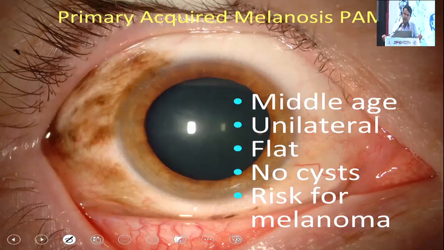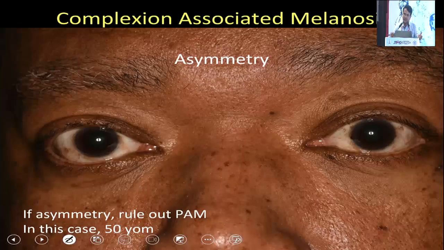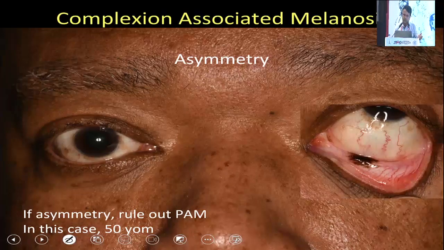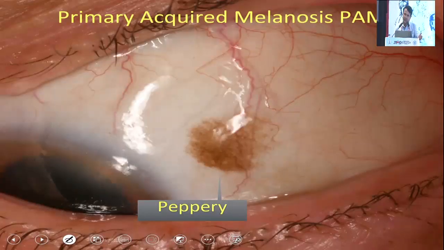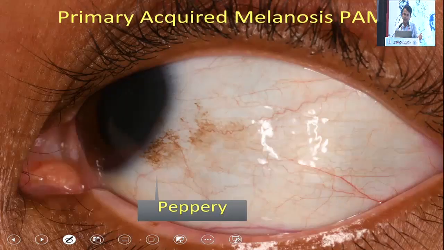Primary acquired melanosis occurs in unilateral situations, middle-aged individuals, flat, there are no cysts, and it is peppery. So basically it looks like as if there is a dusting of pepper on top of the sclera. So whenever there is asymmetry, you have to rule out primary acquired melanosis, and in such situations we should look at the fornix as well because it can extend to the conjunctival fornix. So peppery architecture, unilaterality, involvement of the conjunctiva beyond the interpalpebral bulbar conjunctiva into the fornicial conjunctiva, all these are features of primary acquired melanosis.